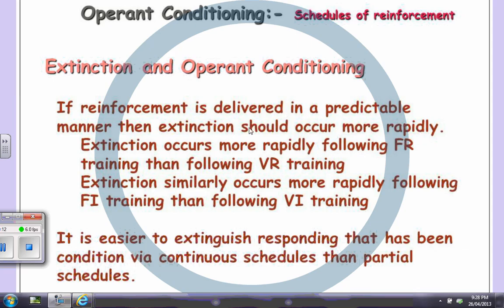This is why we said the fixed ratio. Every day, the continuous fixed ratio of rewards becomes not as rewarding eventually.